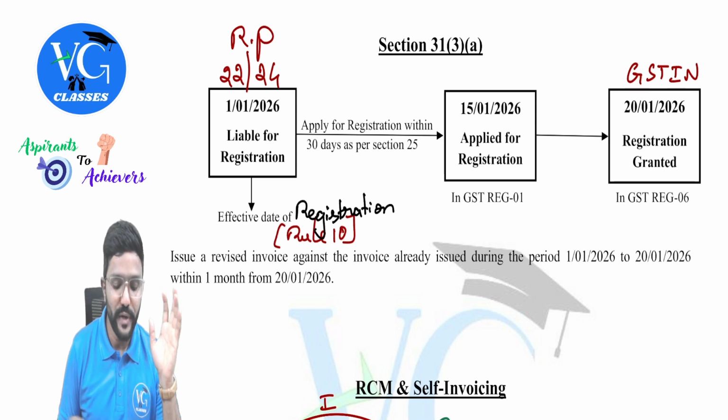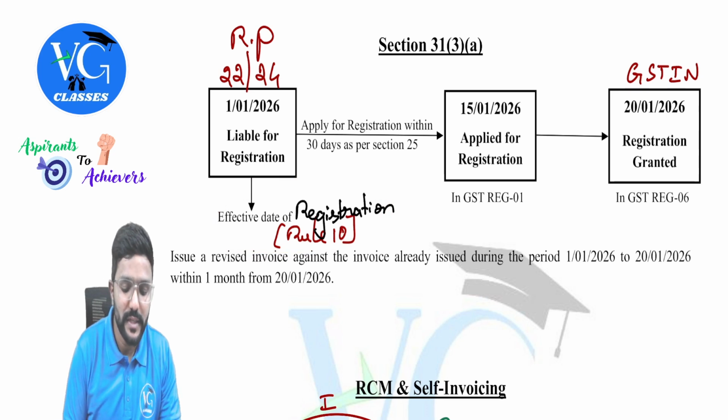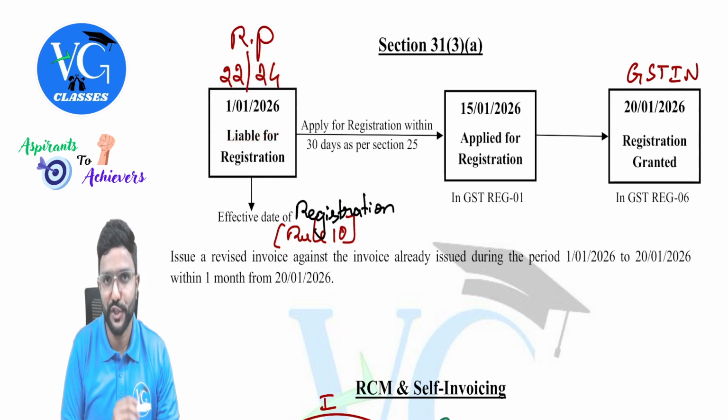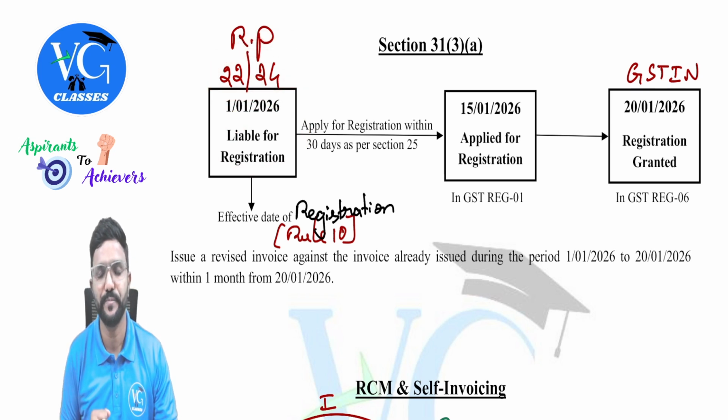So as per rule 10, what is the effective date of registration, people? It is the date on which I was liable for registration. So I was liable for registration on 1st January as per section 22 or section 24.